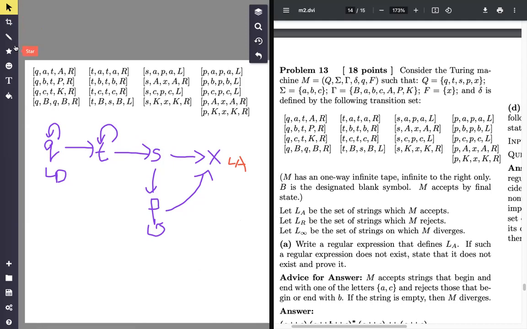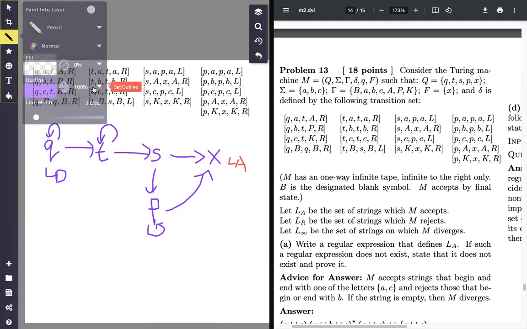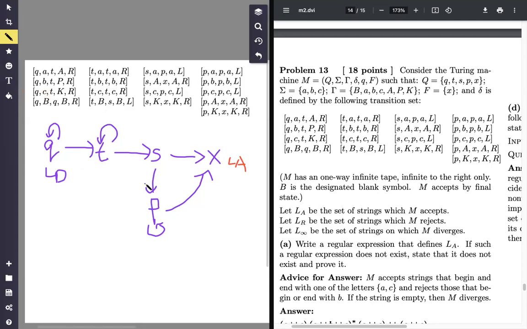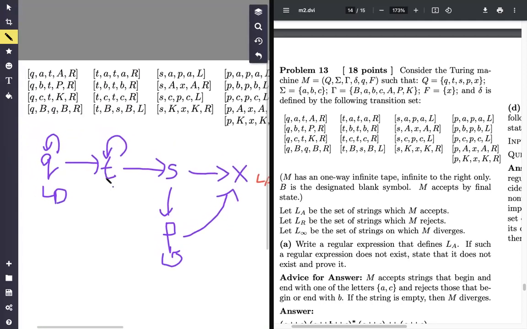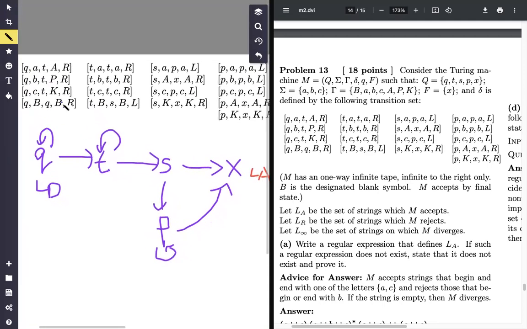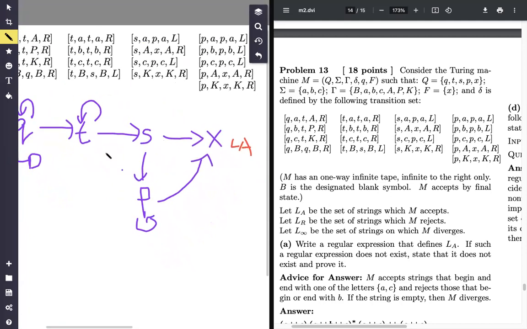So S to P is left, right, right. But I don't really, yeah, okay, let me just remove it. I think it's better to just keep going like this. Okay. And then now we want to figure out how to do rejects.